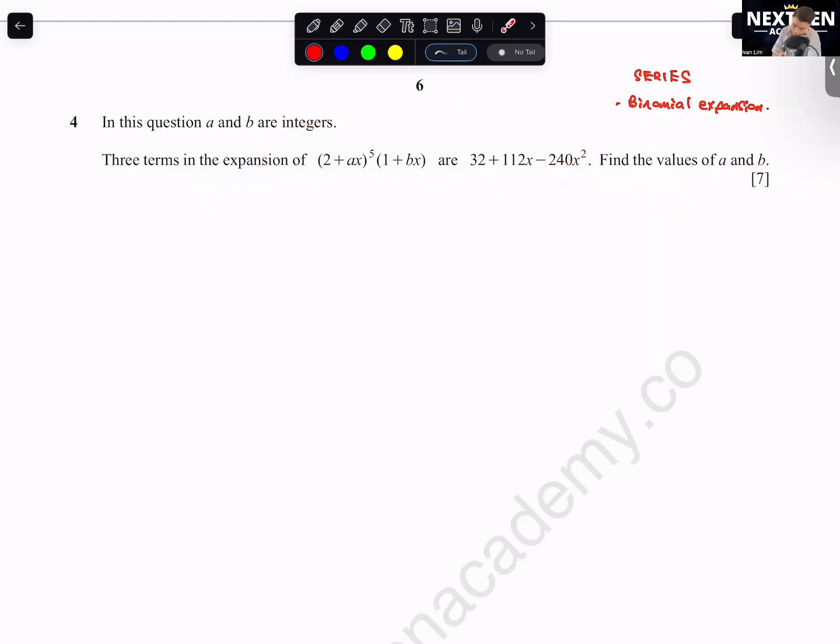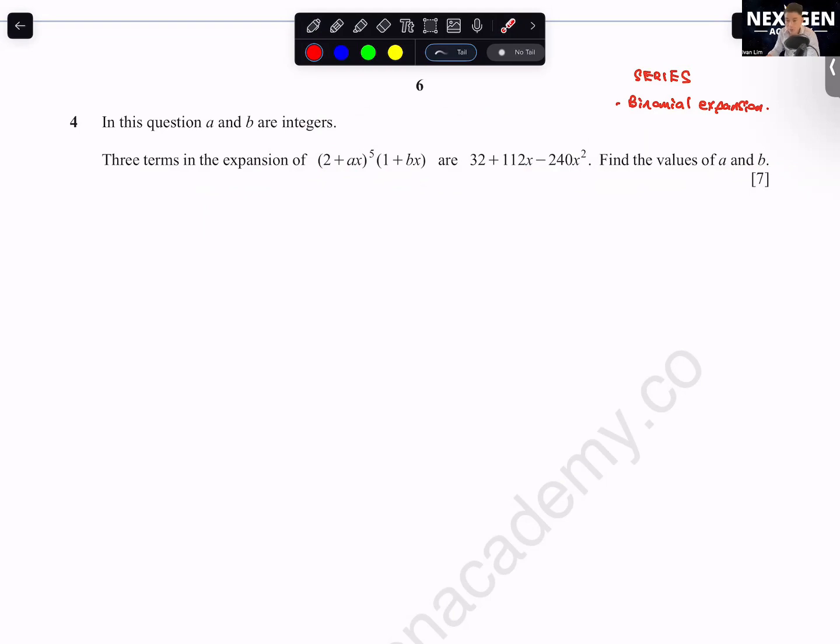Okay, what do we need to do? We first need to expand this one with the power. This one has no power, so nothing to expand. But do we need to expand all the terms? Don't need. You only expand the terms where they give you the terms. Okay, so how many terms do I need to expand until?